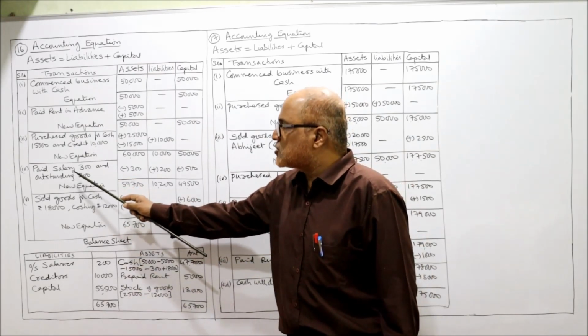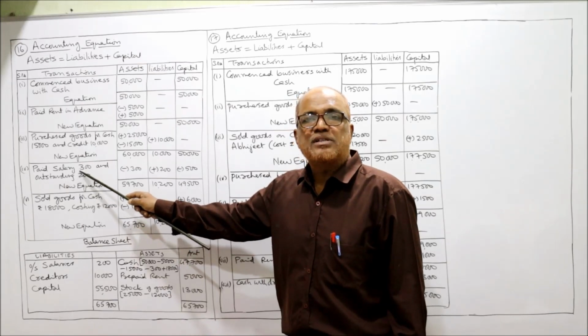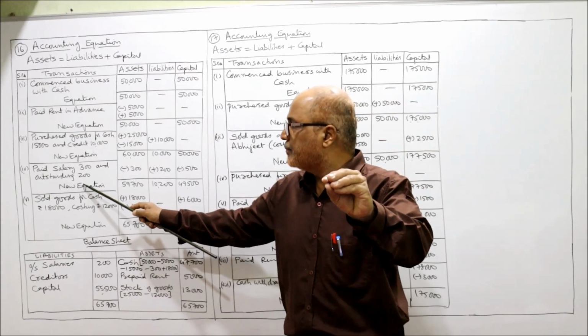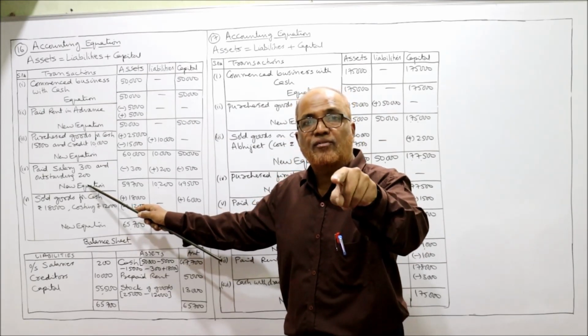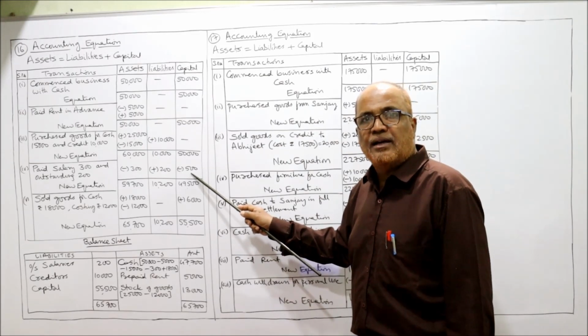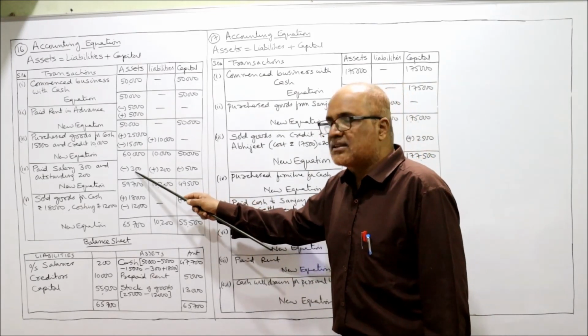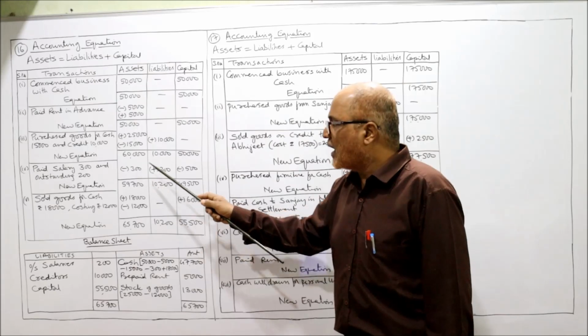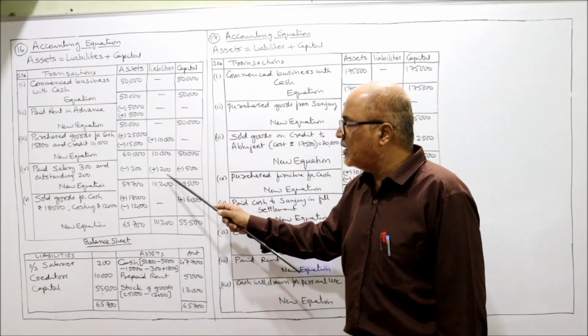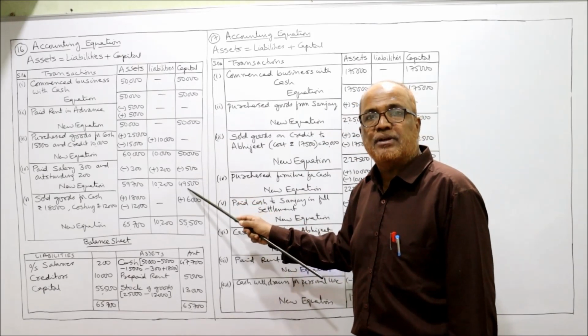Here in this case, the expenses are 500: 300 rupees salary paid, 200 rupees salary outstanding, total 500 rupees. So 500 rupees we should deduct from capital. So minus 500. So what is the impact here? Cash reduced by 300. Outstanding salary is a liability, plus 200, and minus 500 capital reduced.